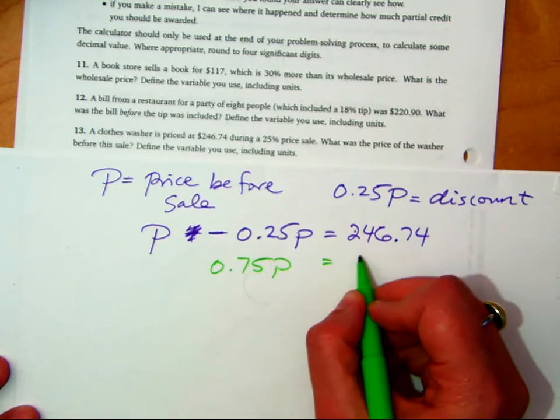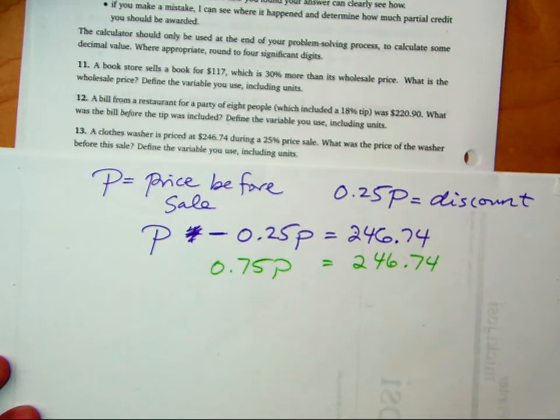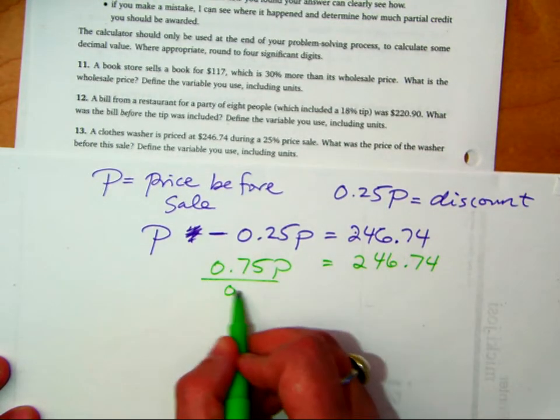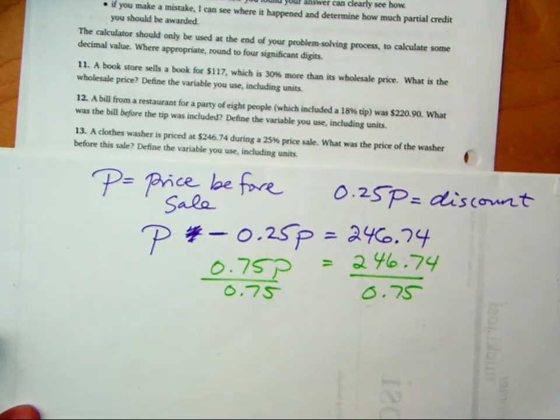0.75p equals 246.74. How do you solve for p? Divide both sides. Because essentially when you got that sale price, you only paid 75. When you get a 25% discount, you only pay 75% of the original price, right?